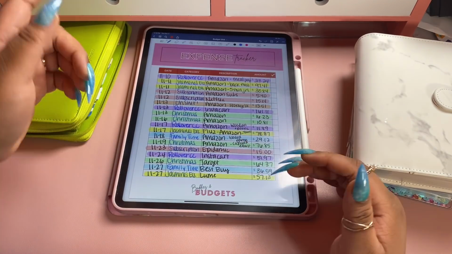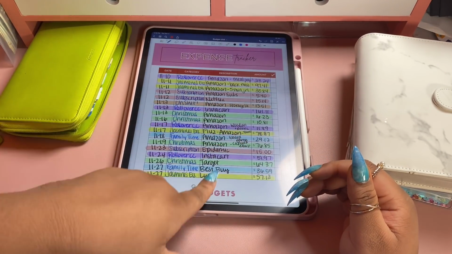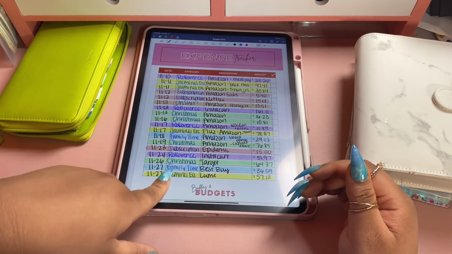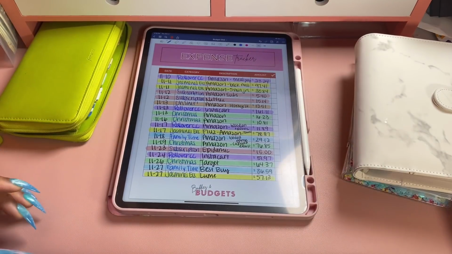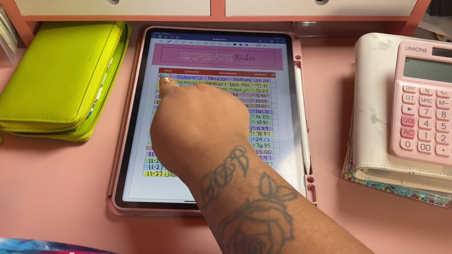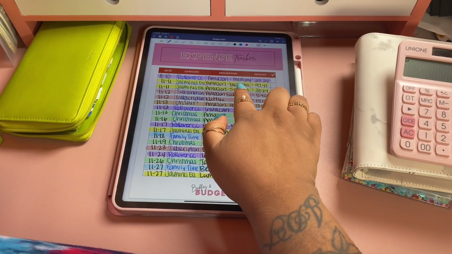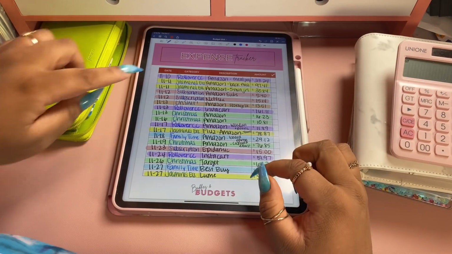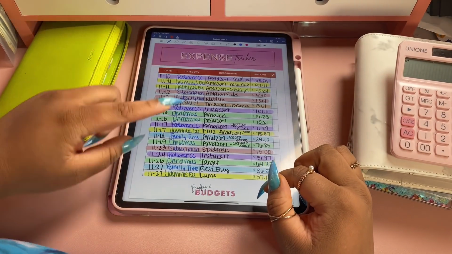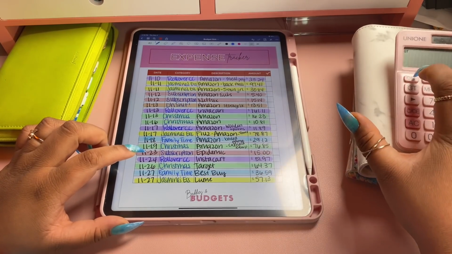I track my expenses on an expense tracker. I put in the description here, the amount, and then which fund I think it should come from. So let's go ahead and get started. Our very first expense we're going to use from our rollover fund. So I'm going to go ahead and add up all of the rollover funds, get a total, and we'll pull that amount.